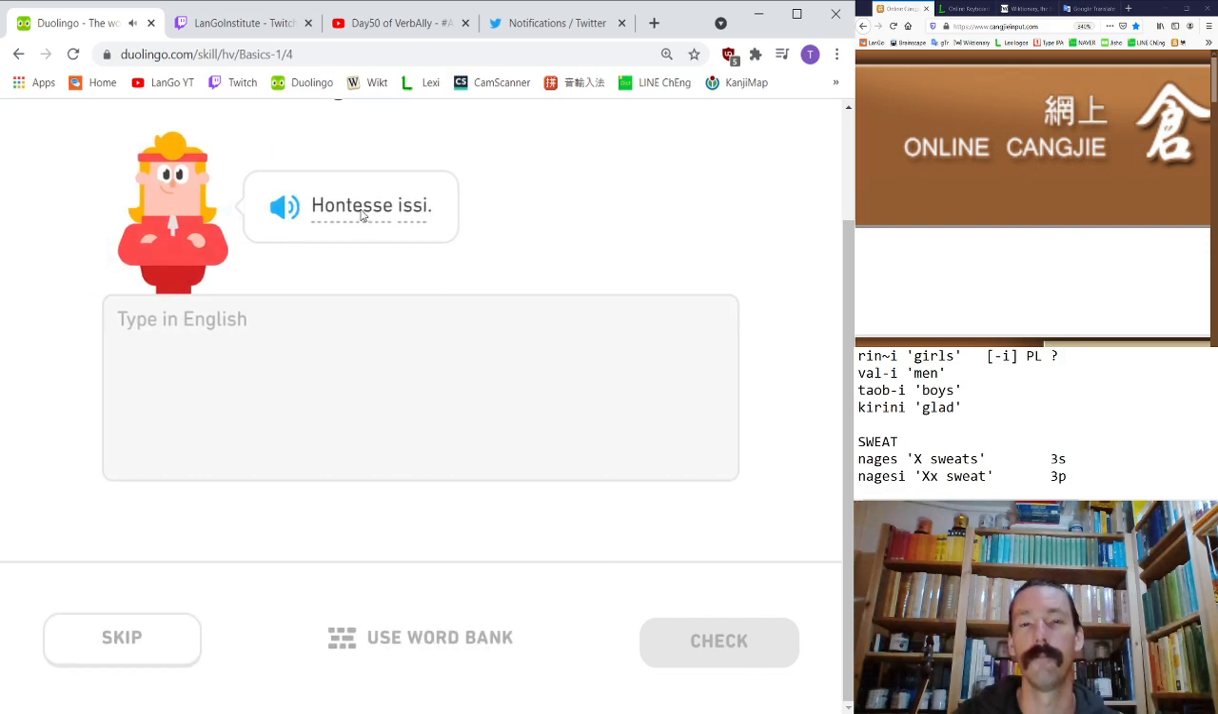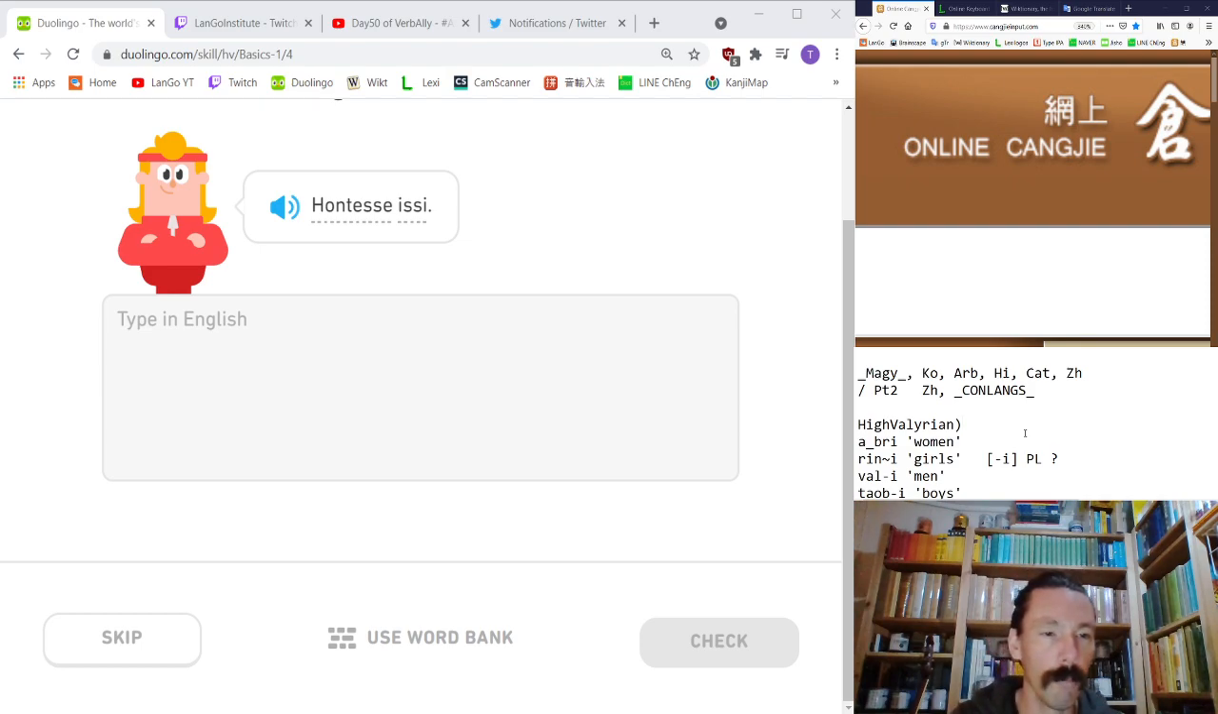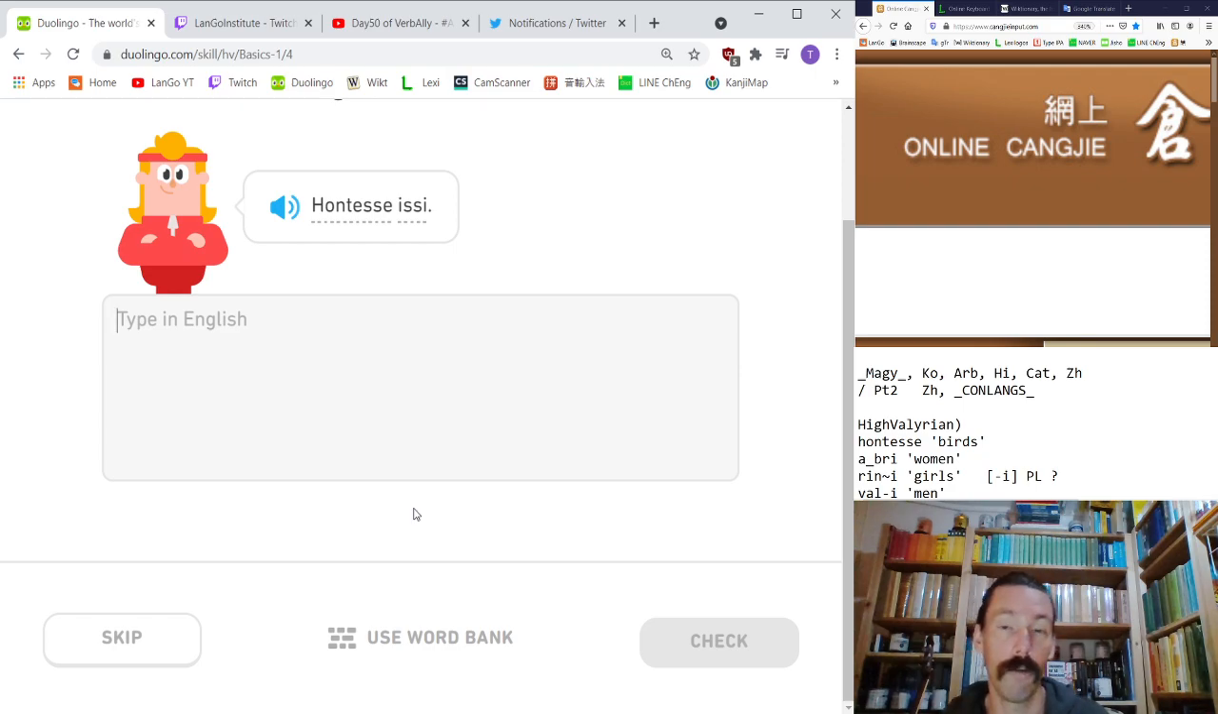Onteseisi. Ontesse. Interesting. Not an E in this one, but an E, plural. Could be a different gender of a noun. They are birds.